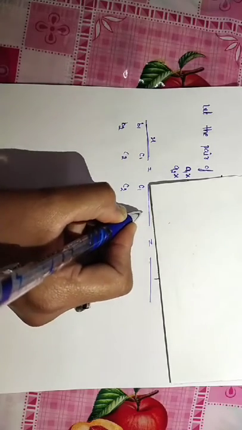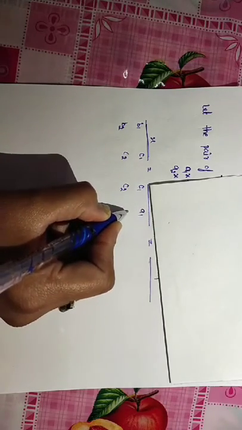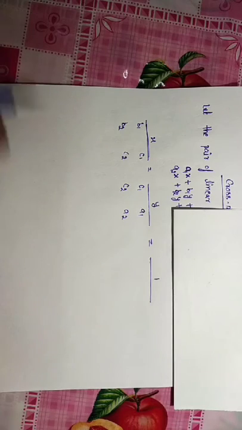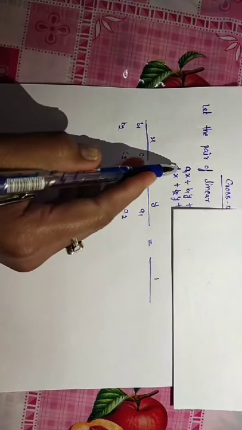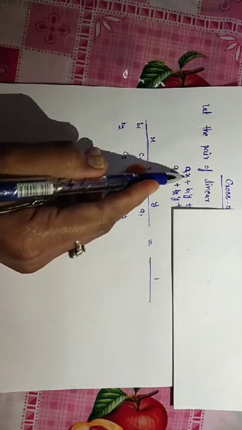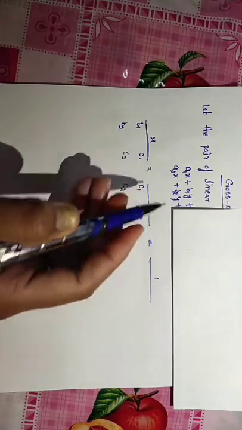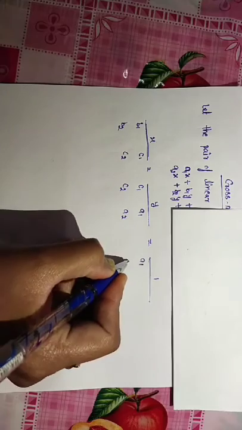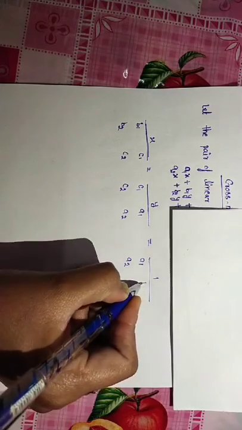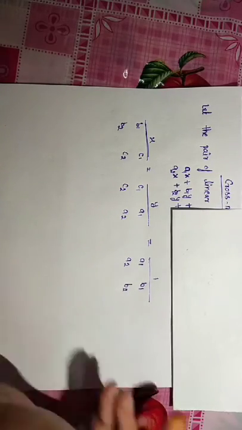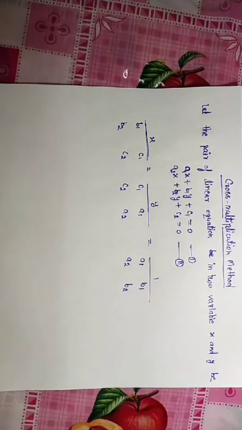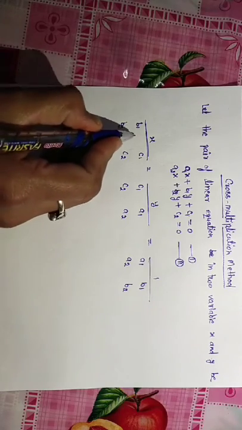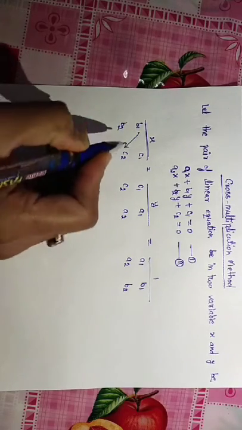and a1 a2. For writing in the denominator of 1, we cover the constant term and write the coefficients of x and y like this: a1 a2, b1 b2. In the next step, we multiply in the direction of the arrow.